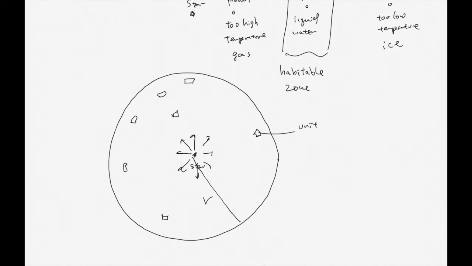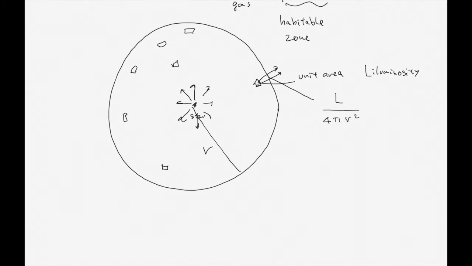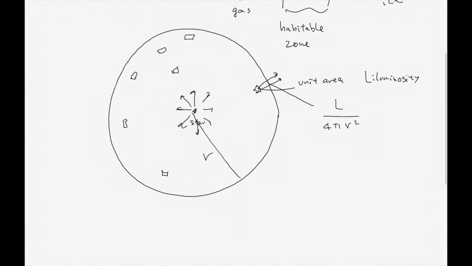Then if you take unit area, you can easily calculate how much energy is passing through it. L is the luminosity, divided by the area of the sphere, 4 pi r squared. Okay, this is the important quantity.